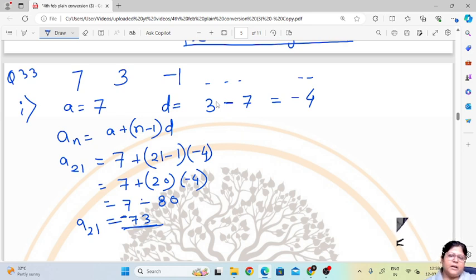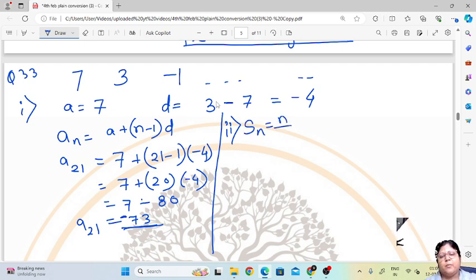Okay. Next, they are also asking about the second part. I am doing it here. What is the sum of the first 30 terms of the AP? Sorry. Okay, now they are asking for the sum. So the Sn formula is n upon 2 bracket 2a plus n minus 1 into d.